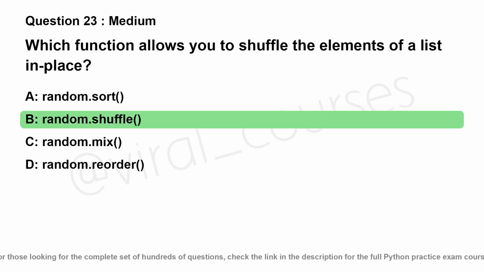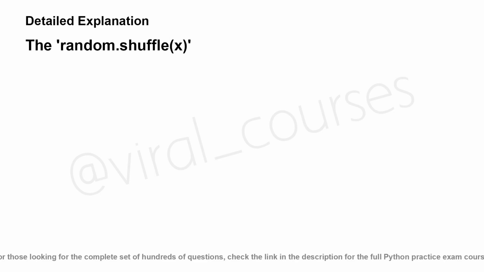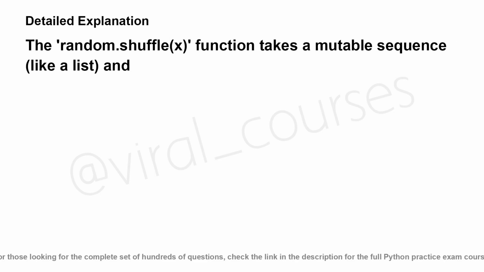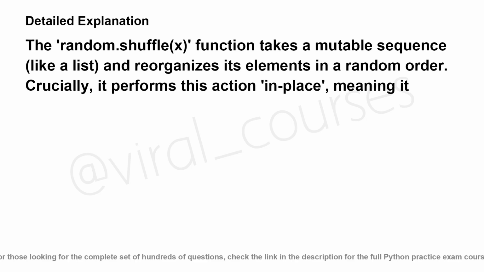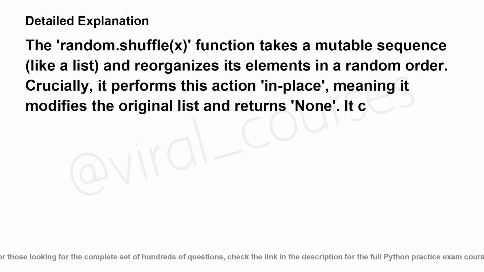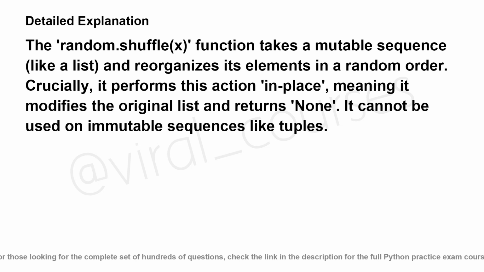The correct answer is B. The random.shuffle(x) function takes a mutable sequence, like a list, and reorganizes its elements in a random order. Crucially, it performs this action in place, meaning it modifies the original list and returns None. It cannot be used on immutable sequences like tuples.